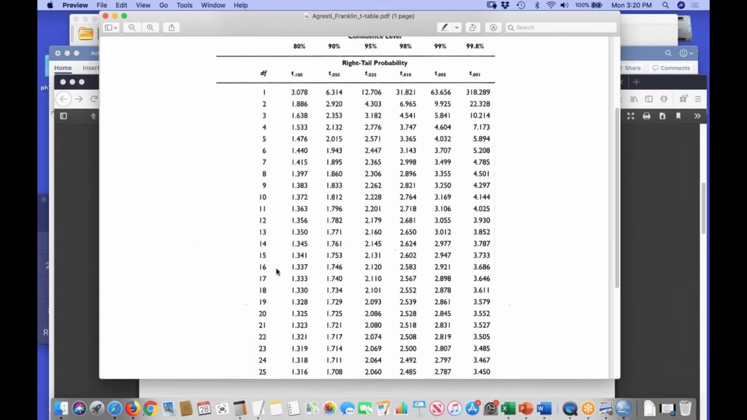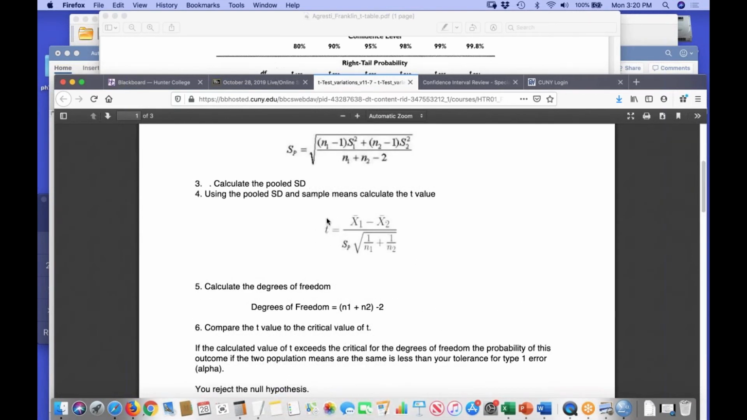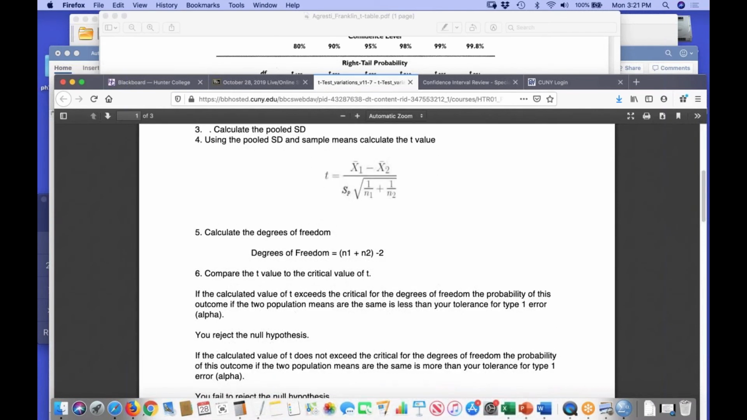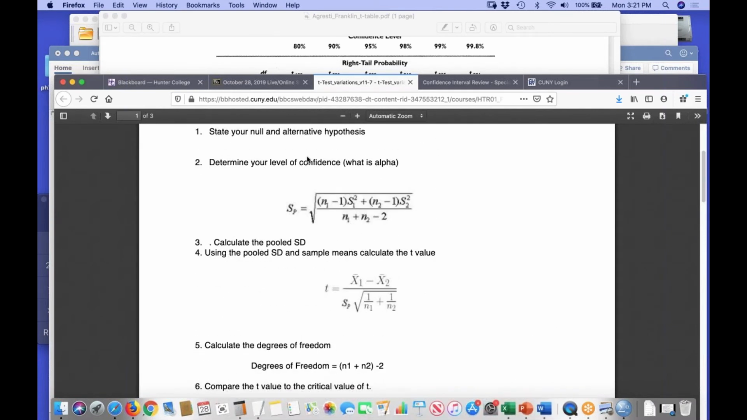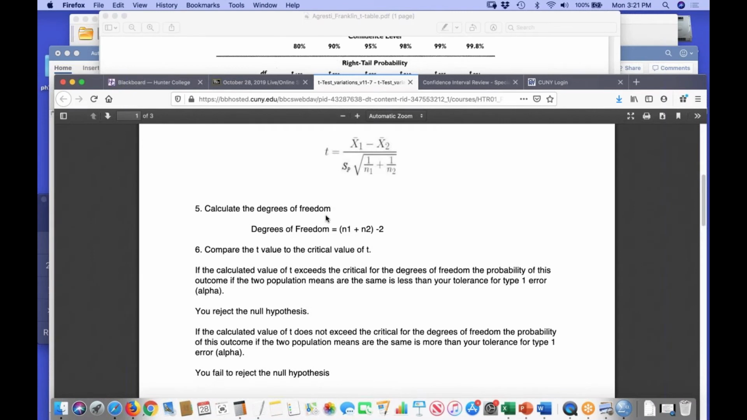Degrees of freedom equals 16. Critical value is going to be 2.12. And then I would calculate my value of t and compare it to my critical value, 2.12. If the value of t I calculate is bigger than 2.12, I reject my null hypothesis and accept my alternative hypothesis. If it is not bigger, I fail to reject my null hypothesis. So we could do this by hand, right?